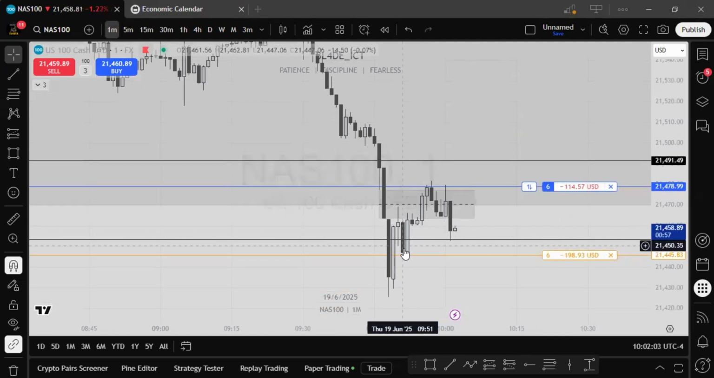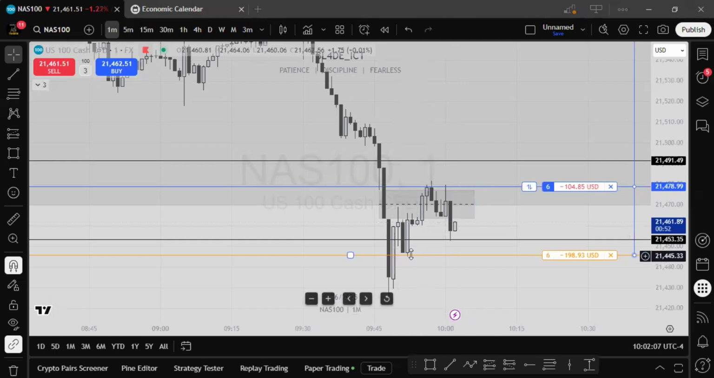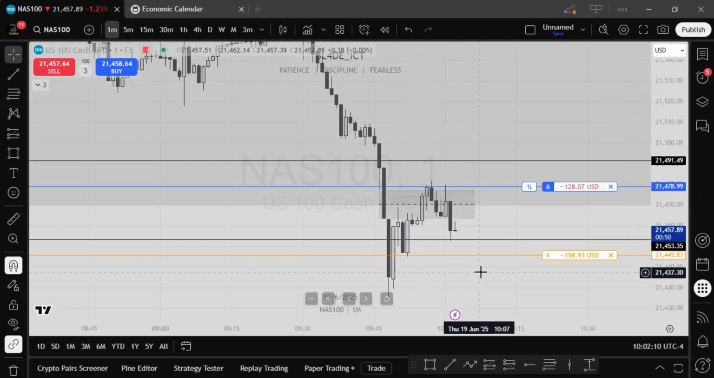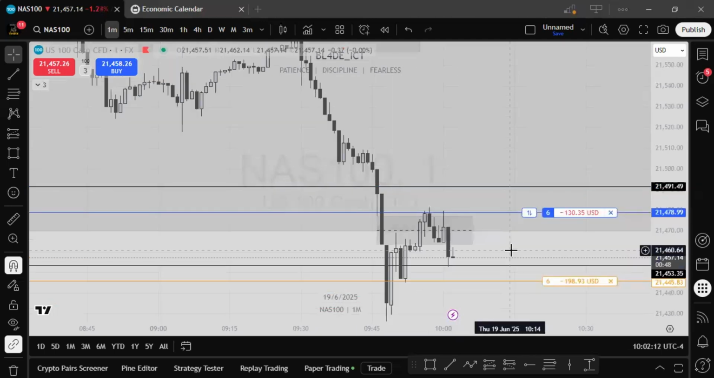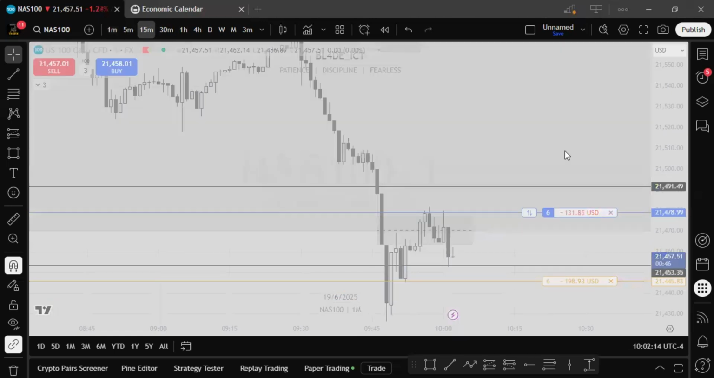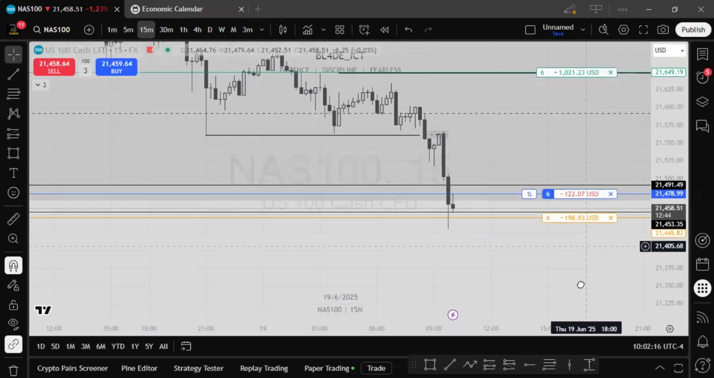It did trade into those, but yeah, my stop loss was protected here. I'm not expecting it to trade below this low if we're gonna be bullish. So yeah, we'll see.